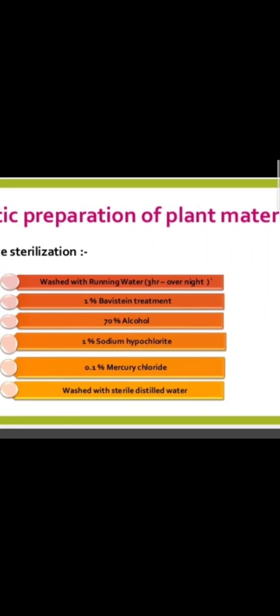So surface sterilization should be done. I will zoom this part so you can easily see. These are some of the 6 points which are related with aseptic preparation. First one is washing with running water. The plant material that is prepared aseptically should first be washed with running tap water.